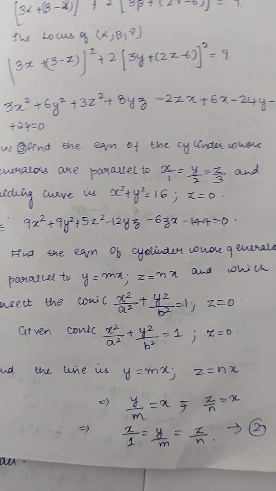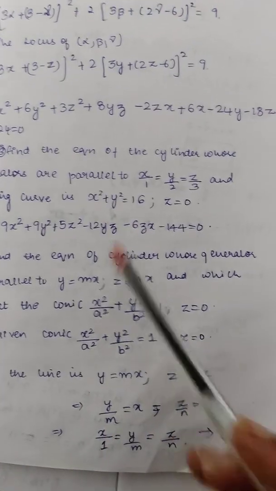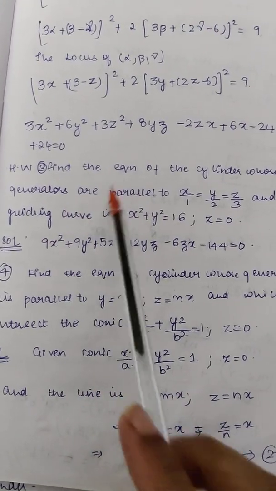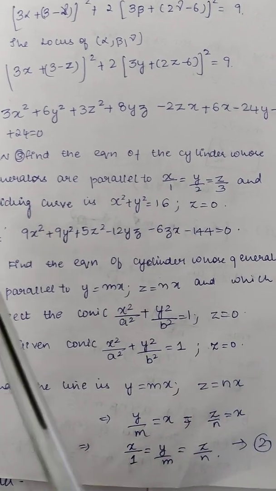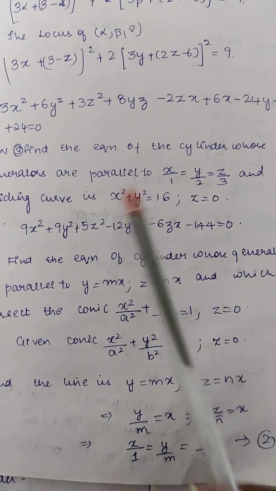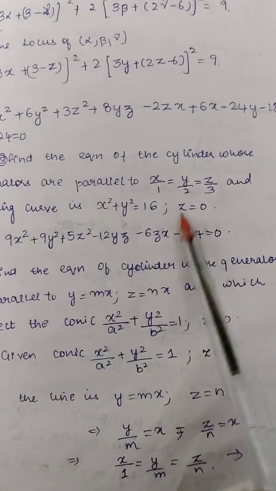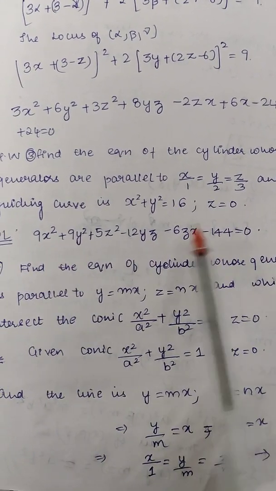Hello girls, let us move on to question number 3 under the cylinders, exercise number 9. This is the question which states: find the equation of the cylinder whose generators are parallel and the guiding curve is given to be x square plus y square equals 16, z equals 0. I want you all to solve this because the second problem is in a similar pattern to what we have done. So solve this and just tally whether the solution looks in this particular form or not.